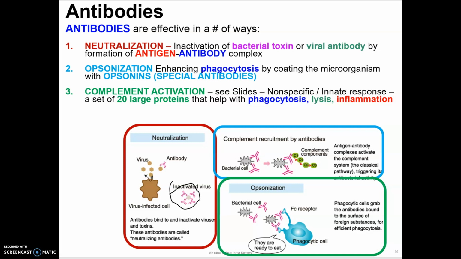And then finally, antibodies are able to activate the complement system that we talked about when we talked about our innate immune system, the non-specific immune responses. So that group of 20 large proteins that help with inflammation, phagocytosis, lysis, they also do some opsonization of their own. That's another way that antibodies are effective against a pathogen. So neutralization, opsonization, and activation of the complement.